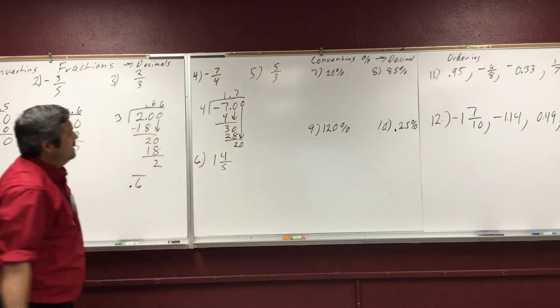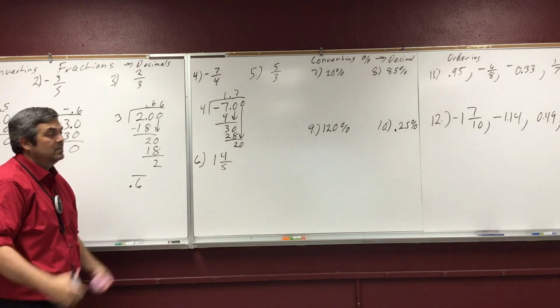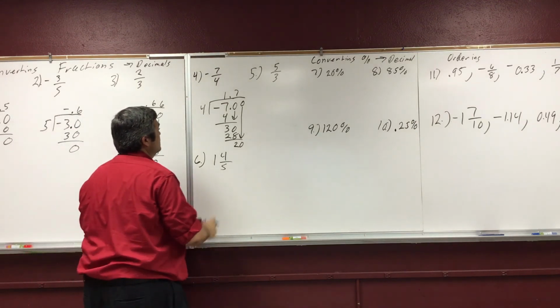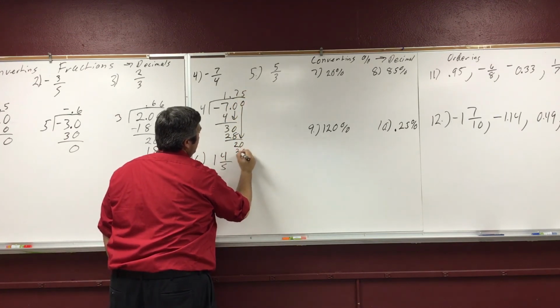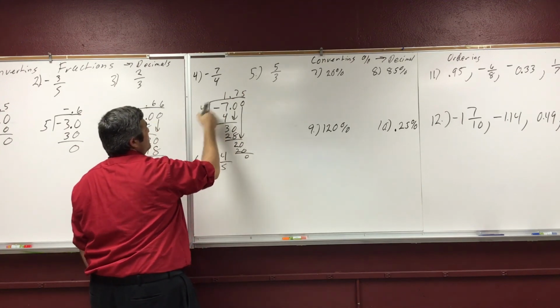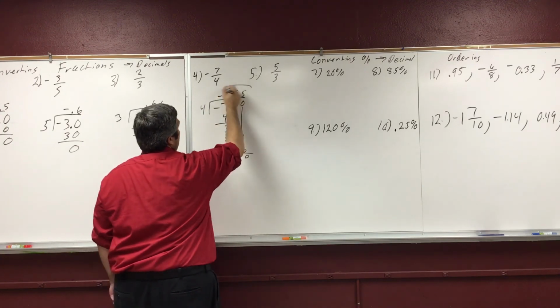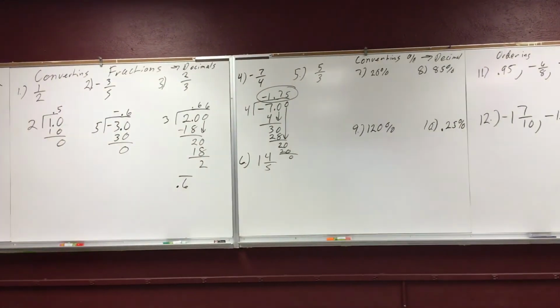Guys, we should have seen this before, and again, I'm using calculators on most of these things, but I want you to see how this works. 4 into 20, 5, gives me 20, I've got 0 remainder. A negative and a positive makes this negative. Here's my answer right there, negative 1.75, guys.